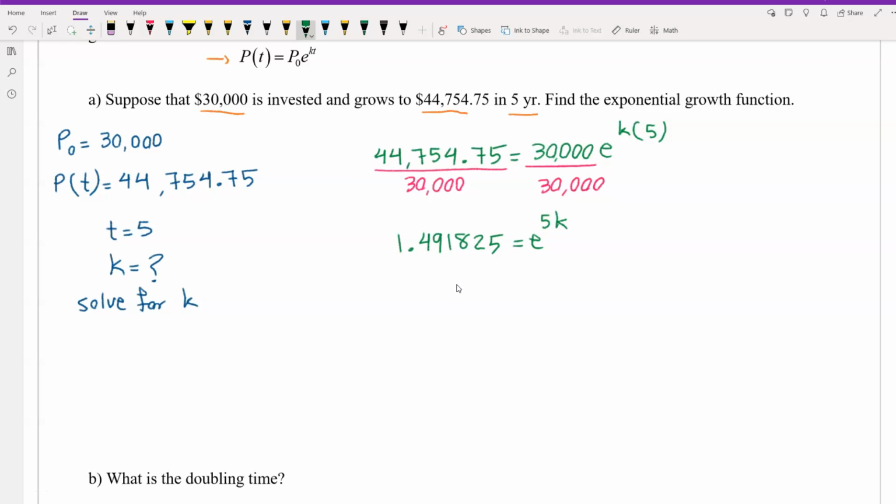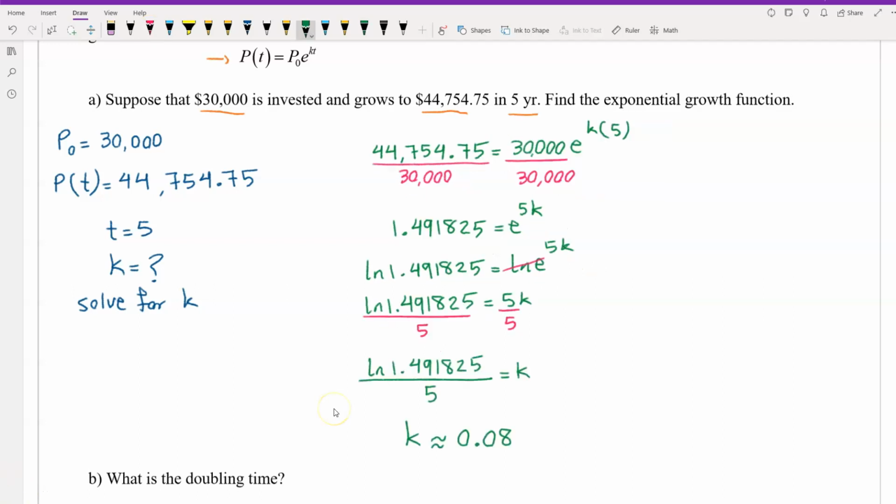So here we have e. I'm going to use natural log on both sides. So on the right side here we have the unwritten base e. We can cancel this part. So we're going to have 5k on the right side. Now divide by 5. So use a calculator and round to 2 decimal places. k is 0.08.